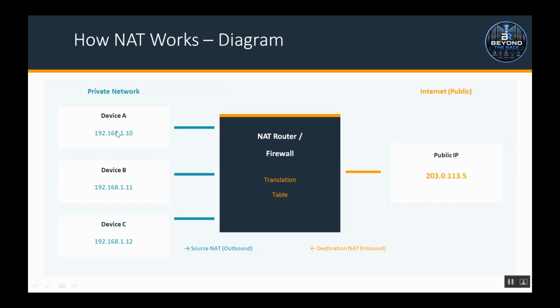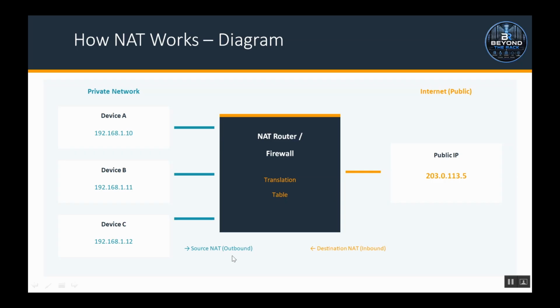How NAT works? If you can see the diagram below, we have private IP addresses. For device A we have assigned 192.168.1.10, device B 192.168.1.11, and device C 192.168.1.12. They connect to the router or a firewall, which translates the private IP address into the public IP address. Device A translates to the public IP address 203.0.113.5.